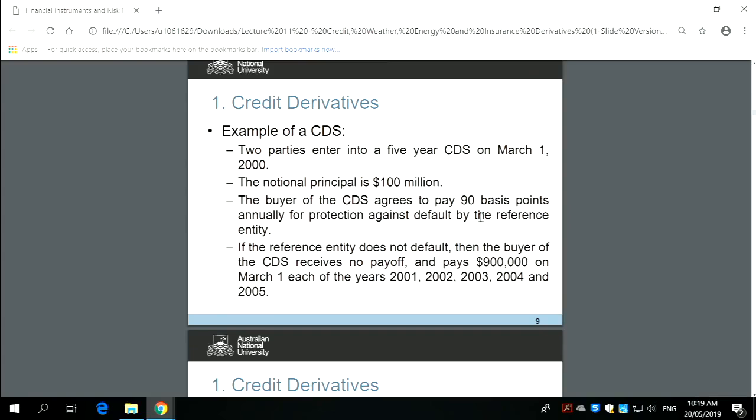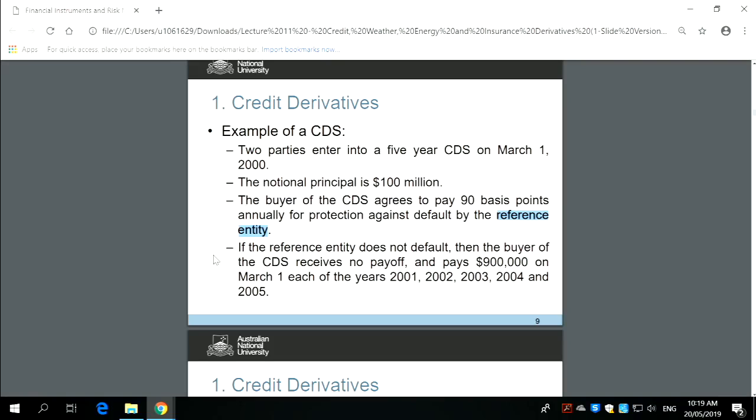Okay, so here is one example. The example says, two parties entered into a 5-year CDS on 1st March, year 2000. The notional principal is 100 million, and the buyer of the CDS agreed to pay 90 basis points annually for protection against default by the reference entity. So what is the reference entity? The reference entity in our example is General Motors. It's the company that issued the corporate bond.